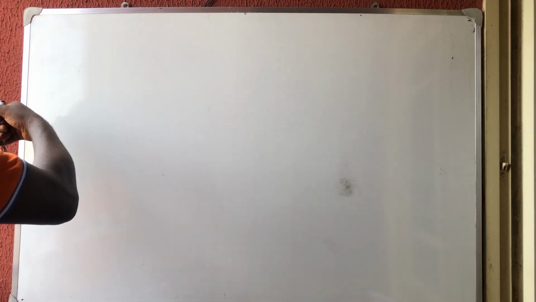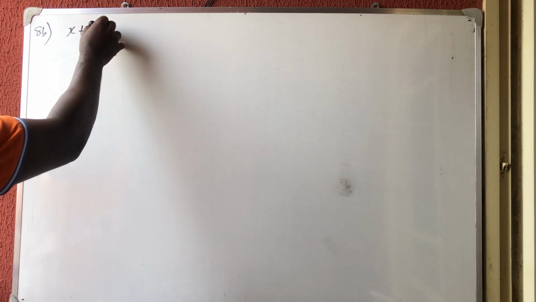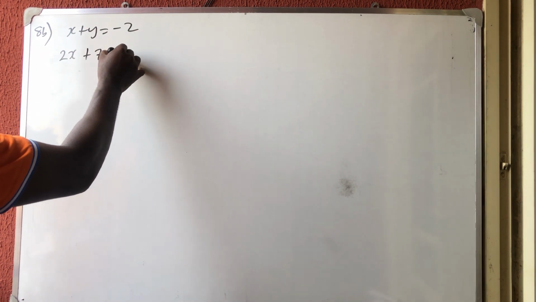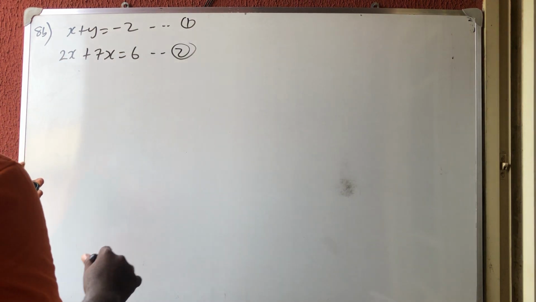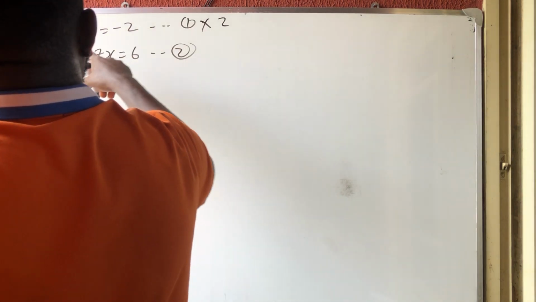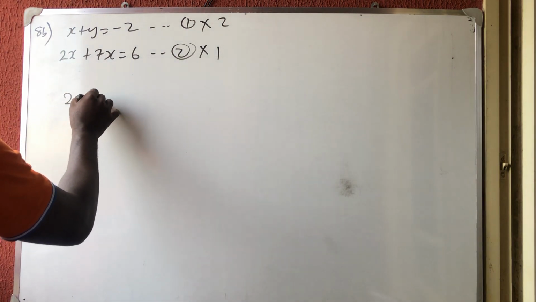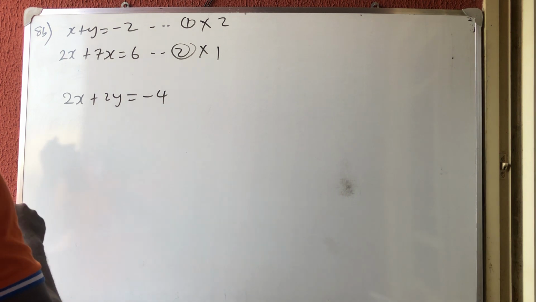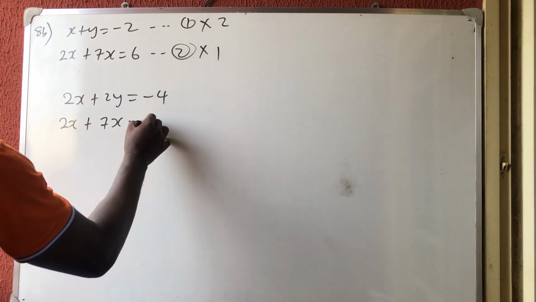So the next one, number 8b, which is the last one, said that x plus y is minus 2 and 2x plus 7y is 6. This is equation 1, equation 2. For you to eliminate, they must be the same thing. This is 2, multiply this by 2. This one is 1, multiply this by 1. 2 times everything: 2x plus 2y is equal to minus 4. And 1 times everything is the same thing: 2x plus 7y is equal to 6.